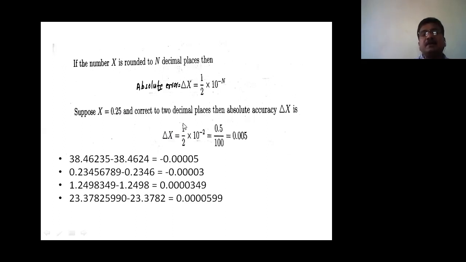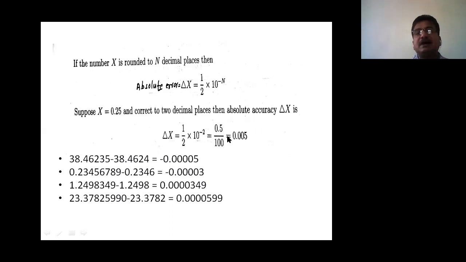what is the formula? Delta x is 1/2 10 raised to minus 2, for 2 decimal places. That is 0.005. This is actually the upper limit of error in this number. So what is the error in this number? If this number is rounded to 4 decimal places, it is 0.00005 and something. Okay, so if we round the number up to 4 decimal places, here are some examples that these numbers are rounded to 4 decimal places. So what is the highest or upper limit of the error? It is 0.00005.